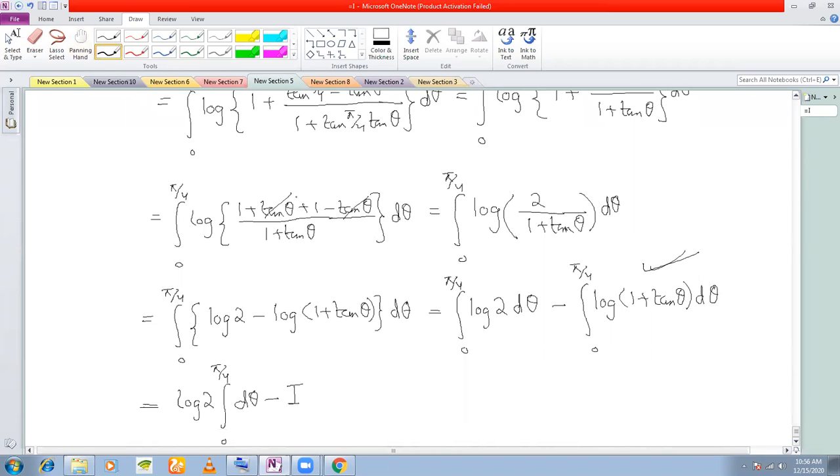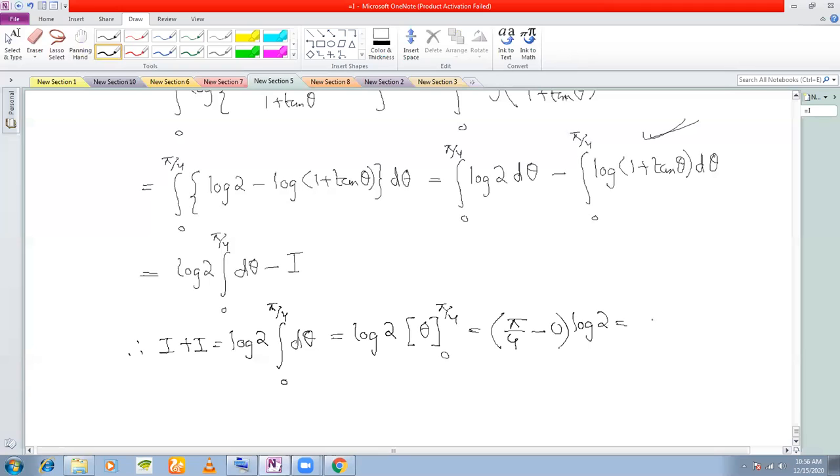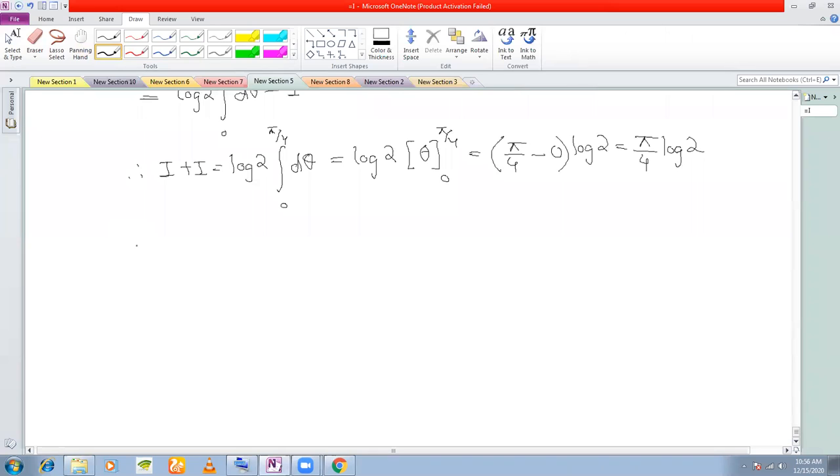That means I plus I will become what? Therefore, I plus I is equal to log 2 integral 0 to pi by 4 d theta, which is log 2 theta evaluated between the limits 0 to pi by 4, which is, put the upper limit pi by 4, put the lower limit 0, log 2, which is pi by 4 log 2. Okay. So sir, this is what the application of this is. And this was the last application of this.